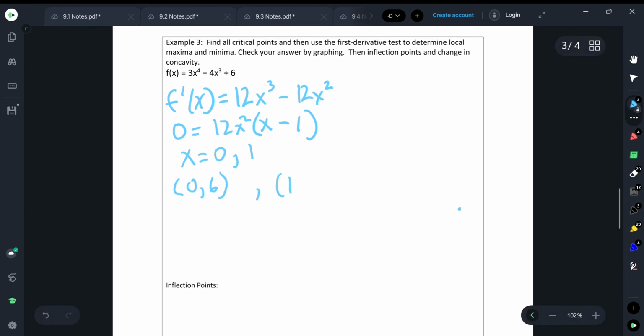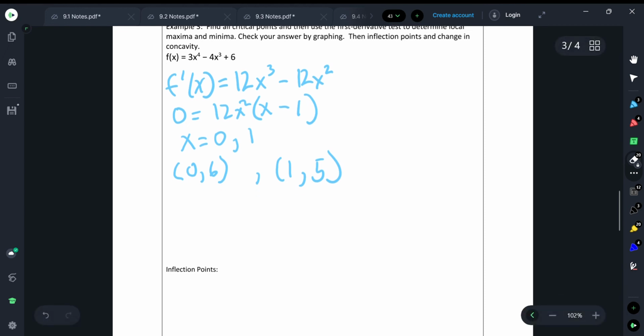Then I'm going to put a 1 here, 1 to the 4th. That's 3 minus 4, right? So that's 3 minus 4 plus 6, which is going to be negative 1 plus 6. So these are my actual critical points. If I say critical values, give me the x value. If I say critical point, give me the actual point. Take the x value, plug it or substitute it back into the original function.